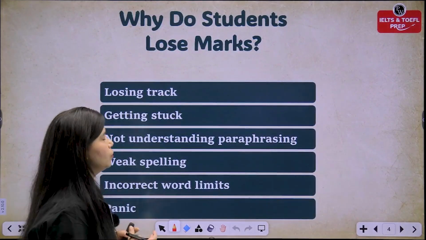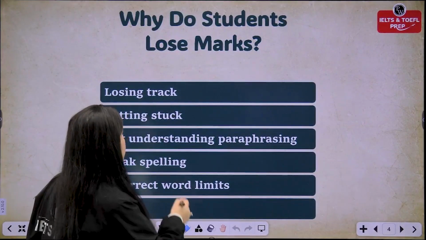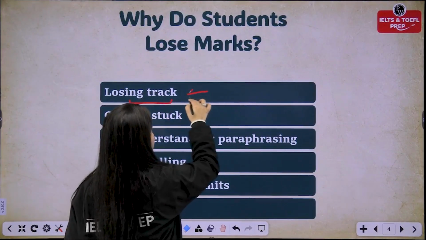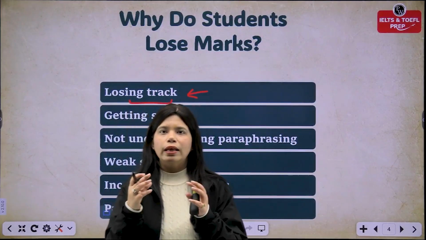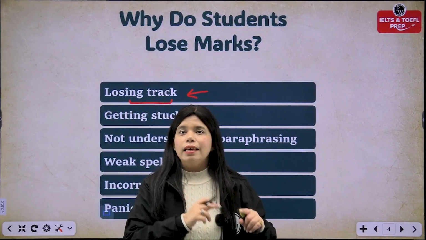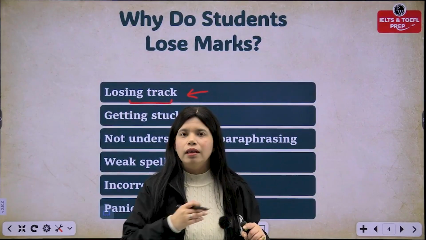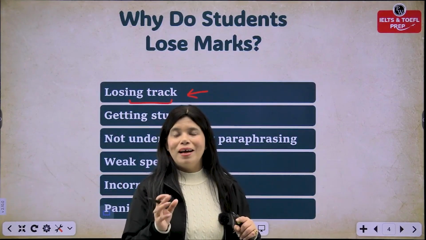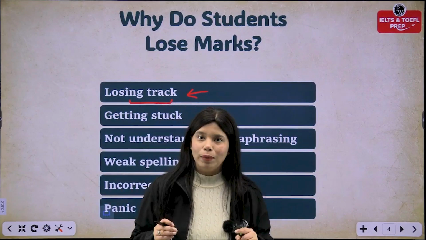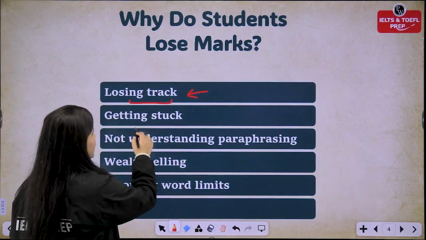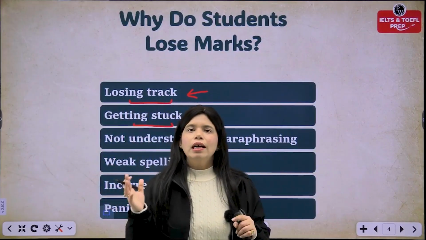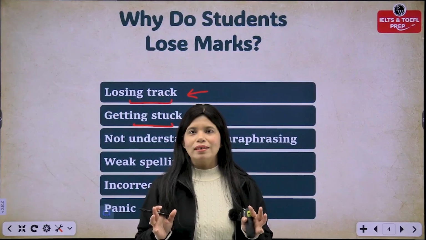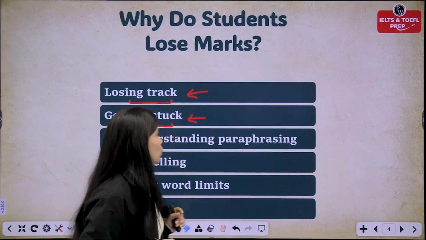Now, why exactly do students lose marks? Number 1, they lose track in the audio. And there is one single reason this happens: when they miss an answer, they keep on sulking there for that answer rather than moving ahead with the audio. Don't do that. Move ahead with the audio even though you have missed an answer. Second, they get stuck. And this happens when we lose our concentration. I always say listening is a game of focus and concentration. Just 30 minutes of concentration can get you a very good score in the listening module.